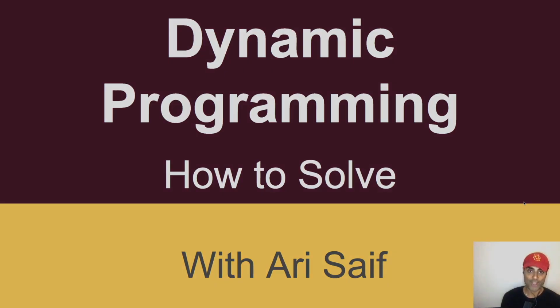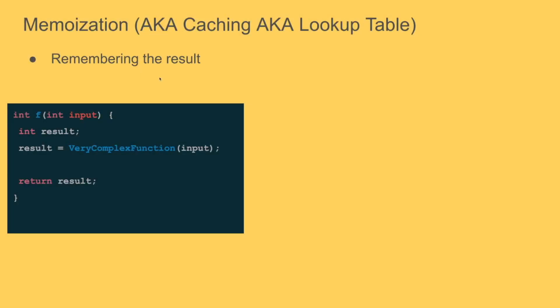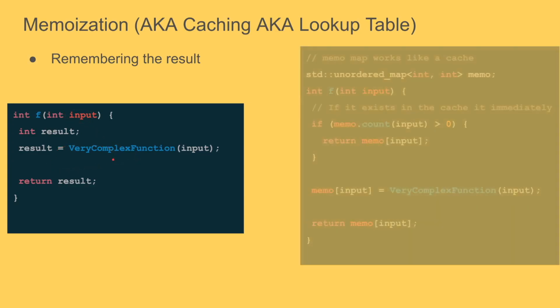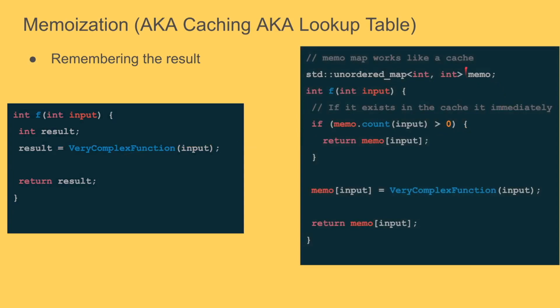So let's get started. At the heart of dynamic programming, there's this concept called memoization, also known as caching, also known as using a lookup table, which basically all it is, is to remember the result. So if you have a function that takes an input and performs very complex calculations on that input, when you receive the same input over and over again, rather than doing recalculation, you can use a memo. Basically, you use a memory location.